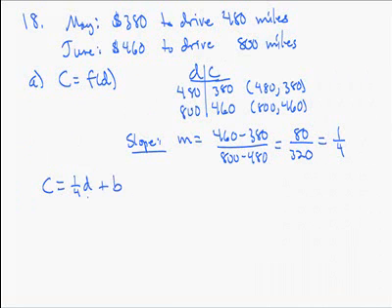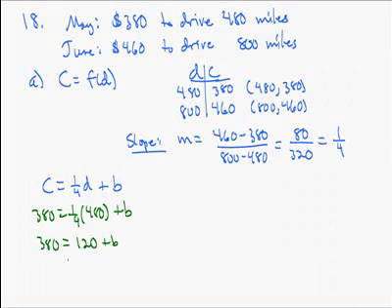We need to find that y-intercept. To do that, we can put either of our two values in for d and c. Let's just go ahead and put 480 in for d and 380 in for c. So we'll have 380 equals 1/4 times 480 plus b. Solving this for b, we have that 380 is equal to 1/4 of 480, which is going to be 120, since 12 times 4 is 48, plus b. Subtracting 120 from both sides, we get 260 is equal to b.